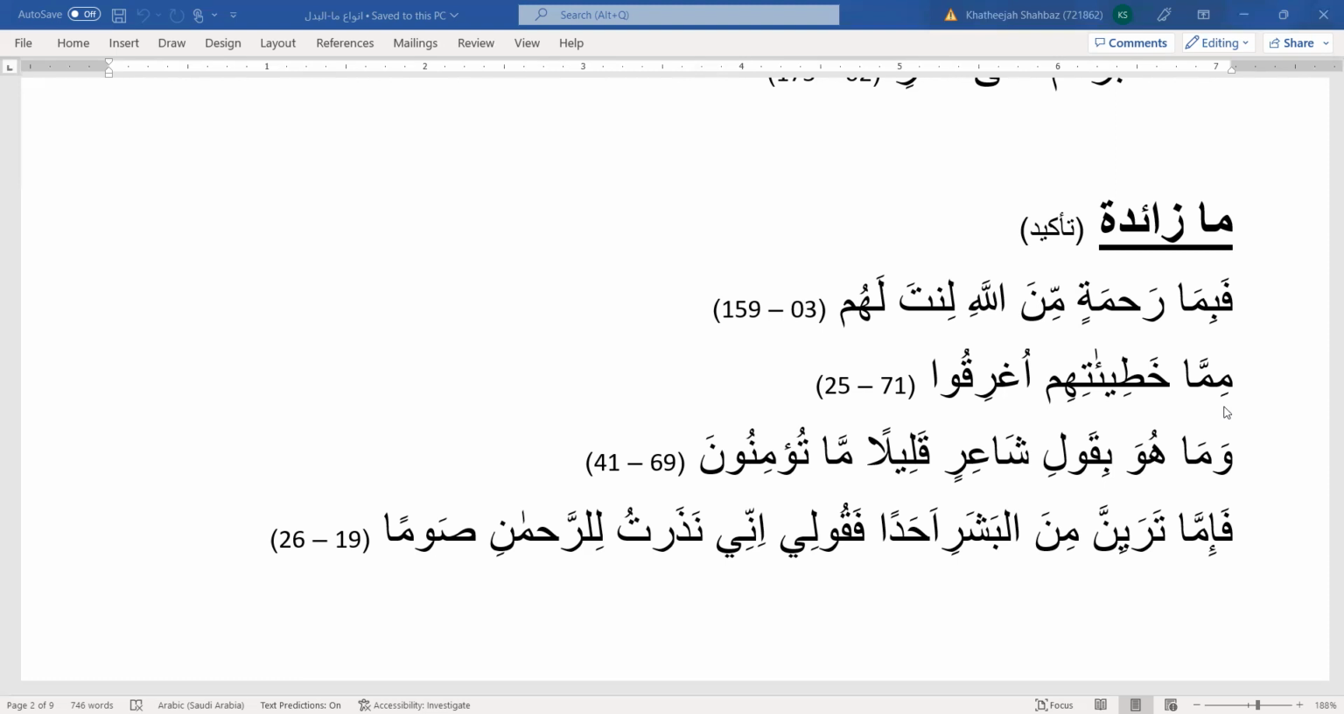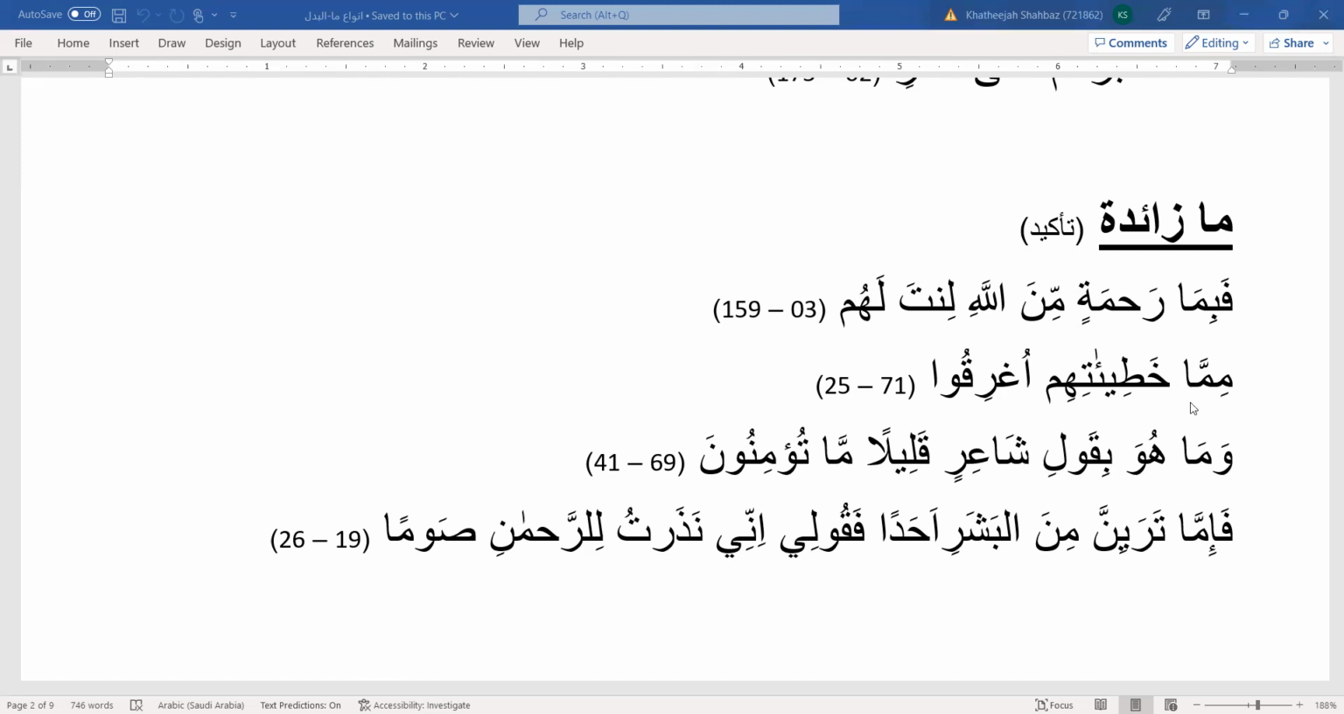Next one. مِمَّا خَطِيئَاتِهِمْ أُغْرِقُوا. Mimma is made up of min plus ma. From what? From what? Their sins, their mistakes, they were drowned. Or you can say because of their sins, meaning from their sins, meaning because of their sins, they were drowned. Talking about the nation of Nuh alayhi salam.